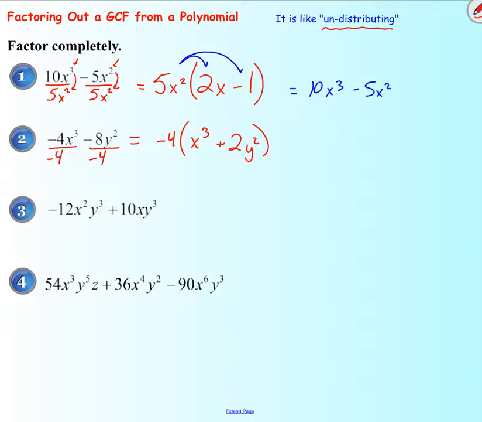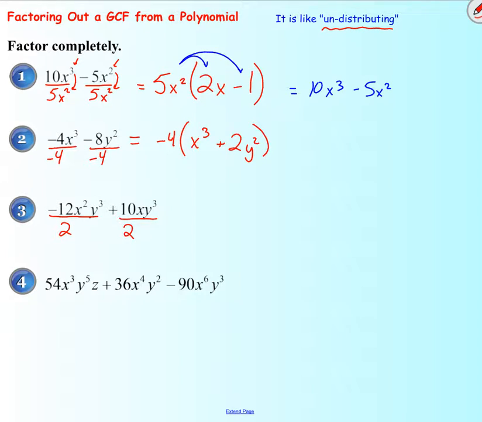Moving on to number 3. Again, see what you can divide off of each term. Negative 12 and 10, both are, they've got different signs, so you're just going to factor out a positive factor here. 12 and 10, the biggest number you can divide into both of those would be 2.